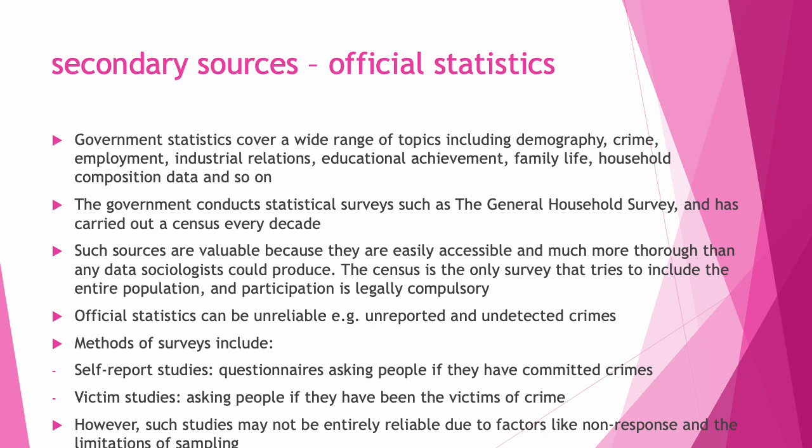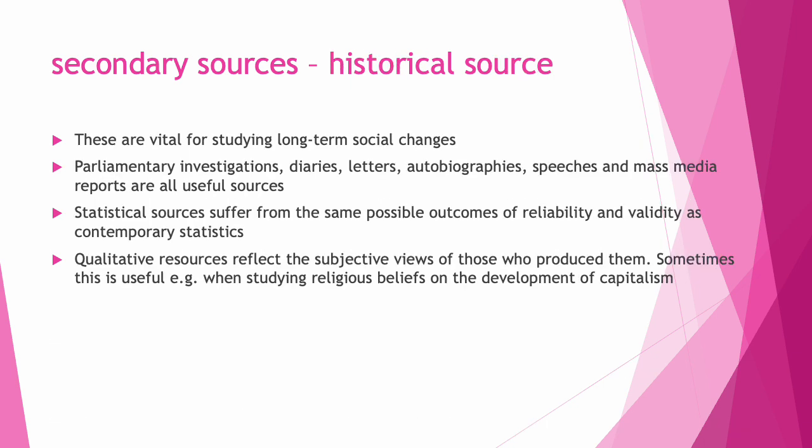However, official statistics can be unreliable. Methods of surveys include self-report studies like questionnaires and victim studies. However, such studies may not be entirely reliable due to factors like non-response and the limitations of sampling. Historical sources are vital for studying long-term social changes. Parliamentary investigations, diaries, letters, autobiographies, speeches, and mass media reports are all useful sources. Statistical sources suffer from the same possible problems of reliability and validity as contemporary statistics.